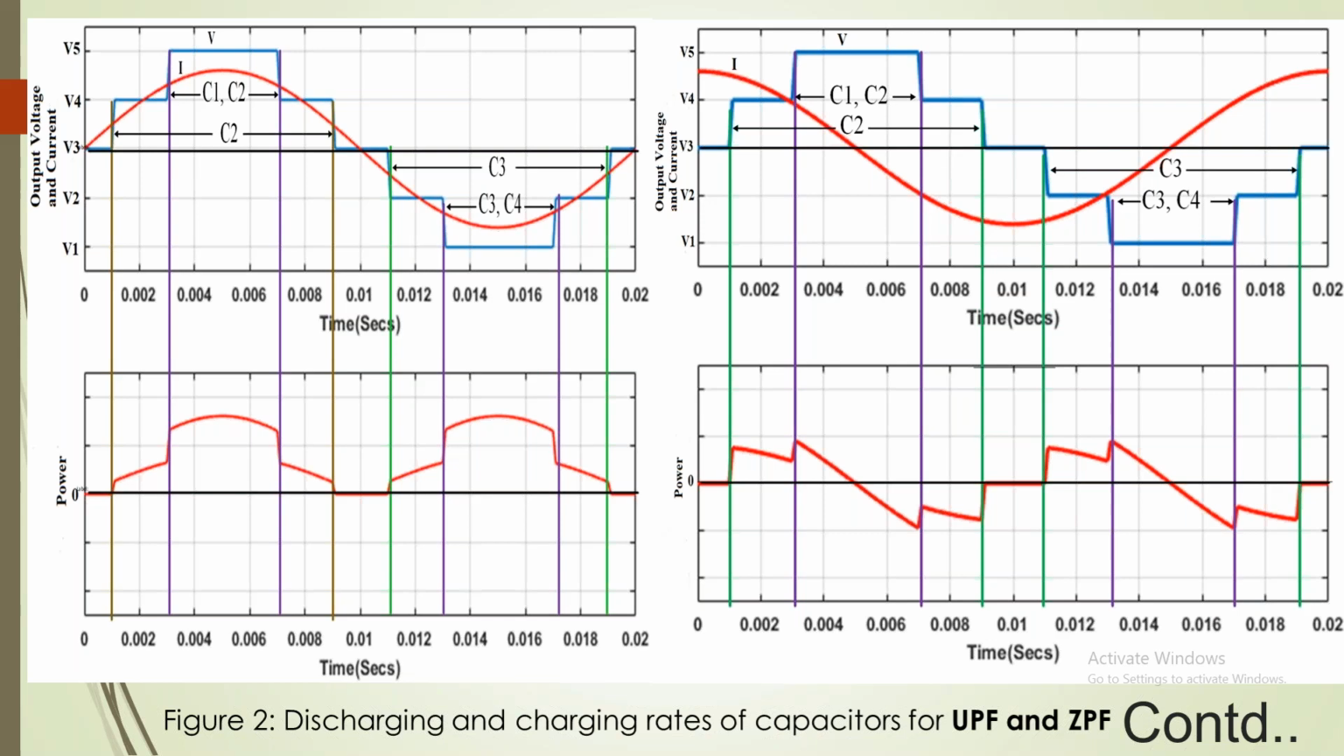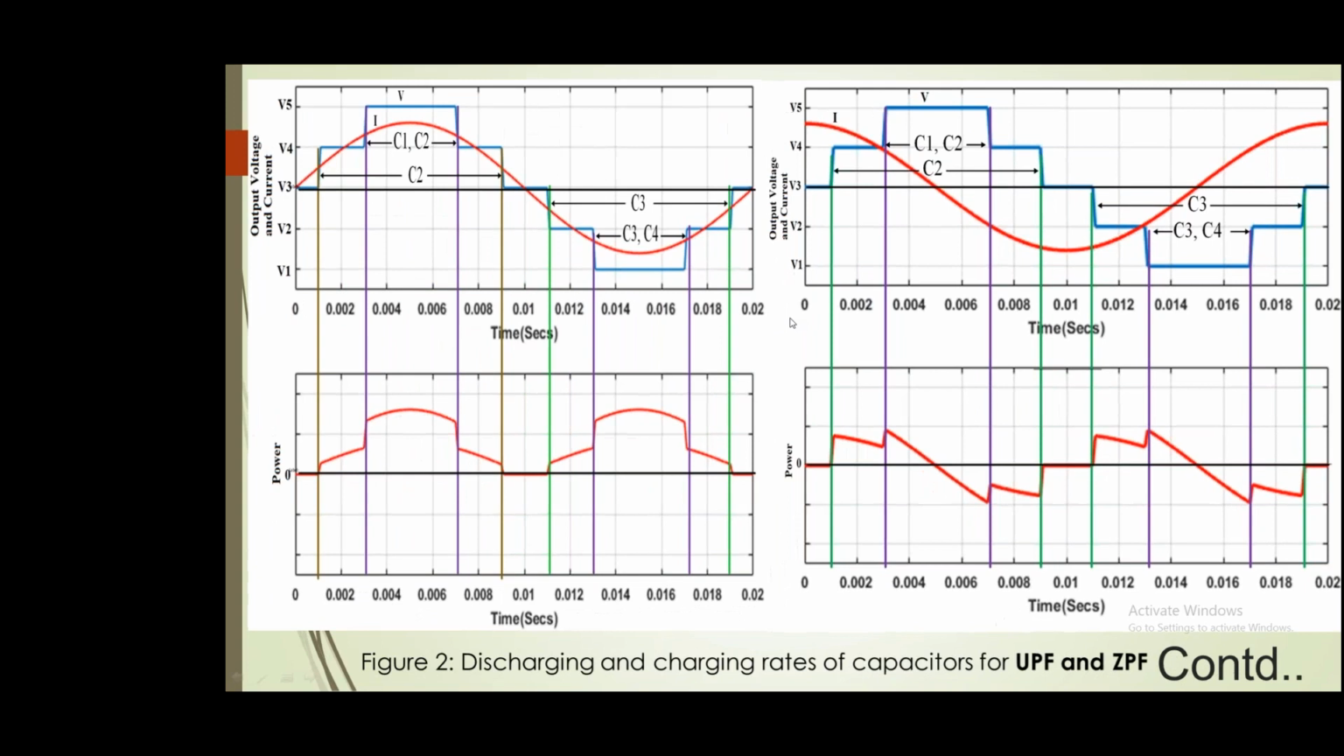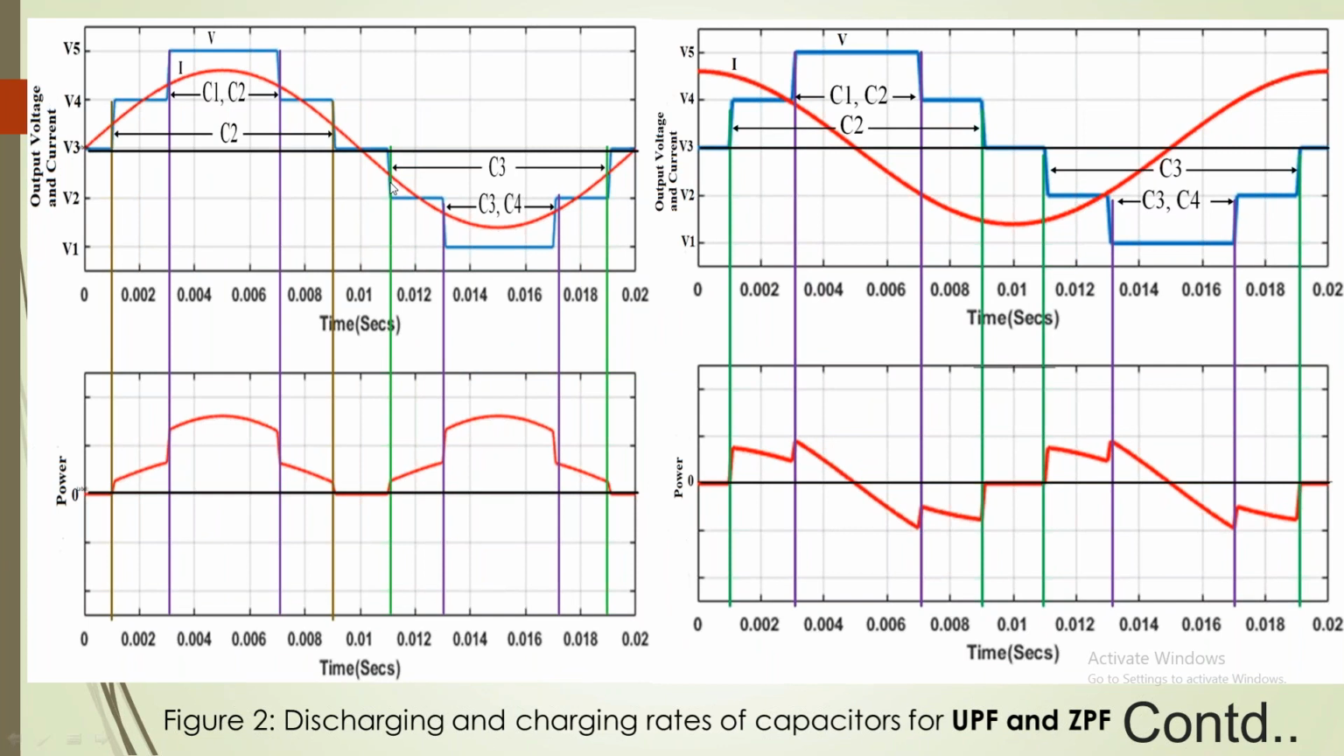This happens if I'm using any load other than a zero power factor load. If you use any other power factor load, the higher levels will be converted to three levels. Now, let's take the case of a zero power factor load. For zero power factor, there is a 90 degree phase shift. If there is a 90 degree phase shift, what happens? The time for which the top capacitors are discharged and the time for which the bottom capacitors are discharged will be the same.